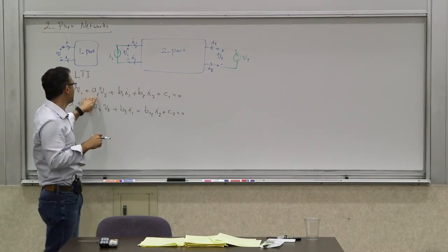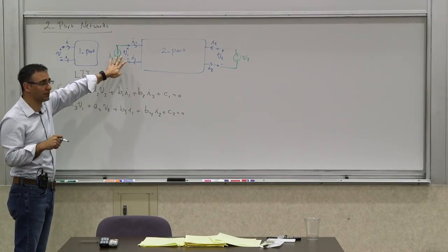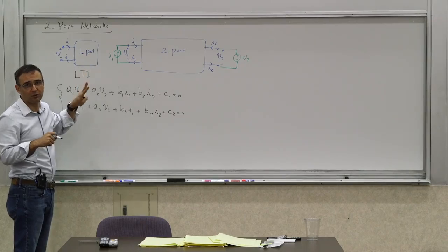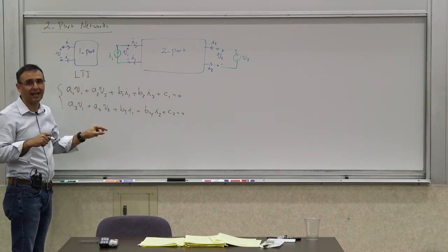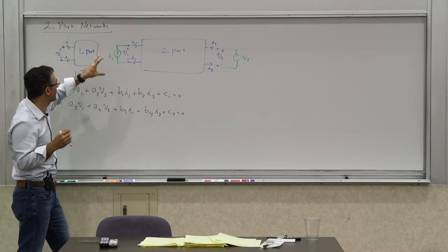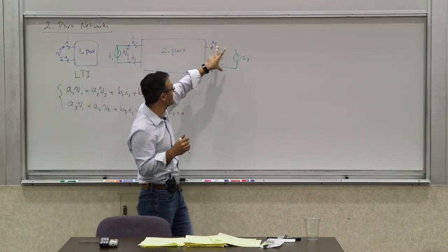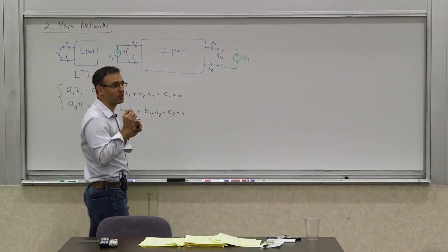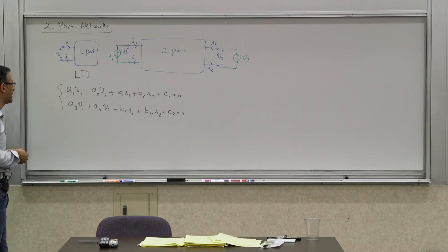Because you have four variables here, 2 voltages and 2 currents, and you have 2 equations. So that leaves 2 more degrees of freedom that would be enforced by what is attached to the input and what's attached to the output. So this is just the right number of equations, so you don't need more or less.